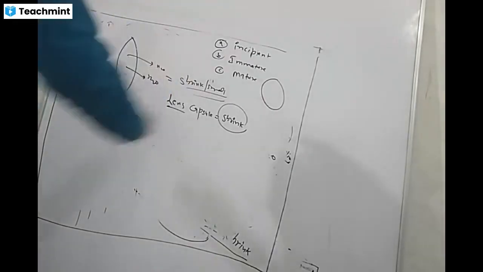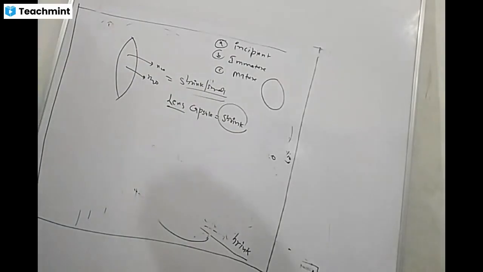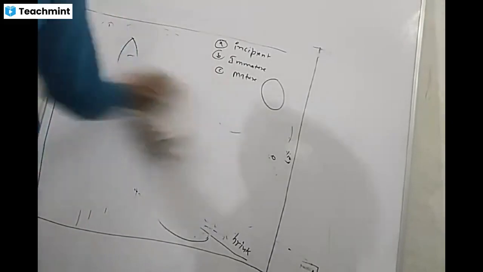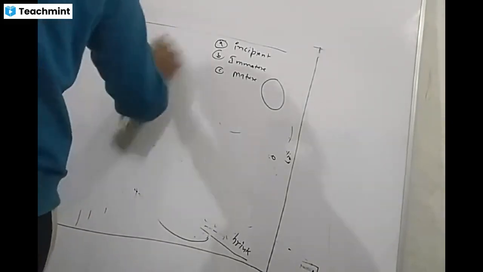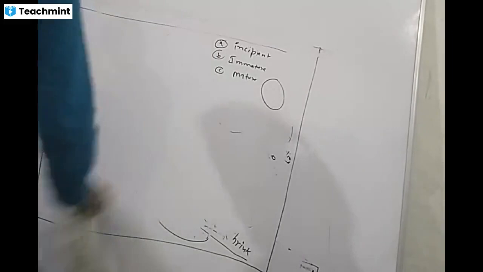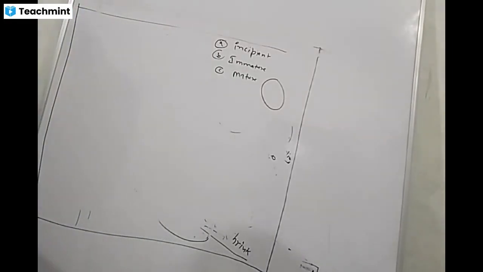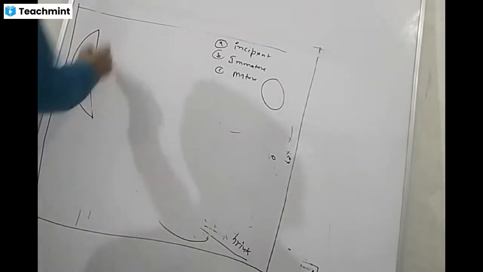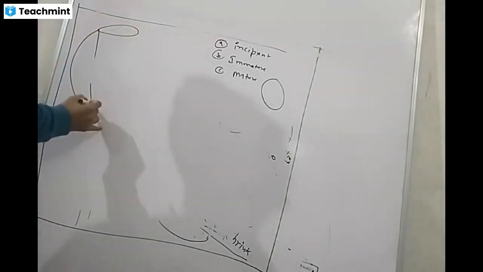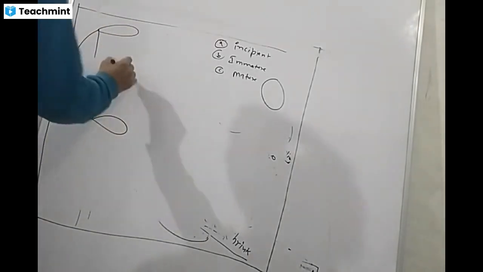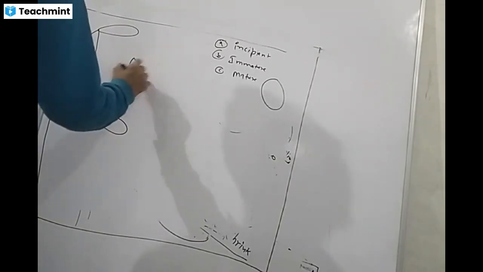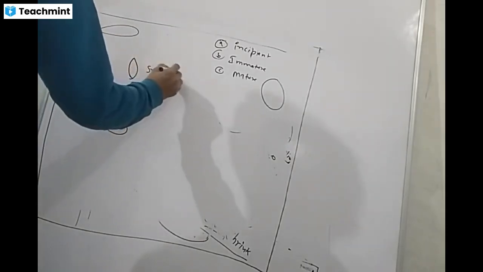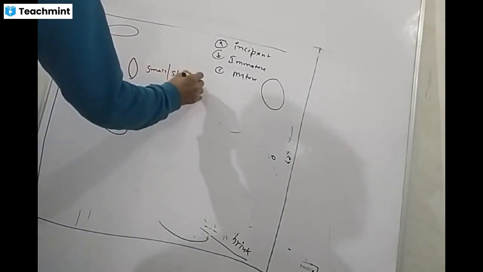So the lens loses water, becomes small and shrinks. Then what will happen? So this is the cornea, this is the iris, and this is your ciliary body, and the lens becomes small, shrunken.